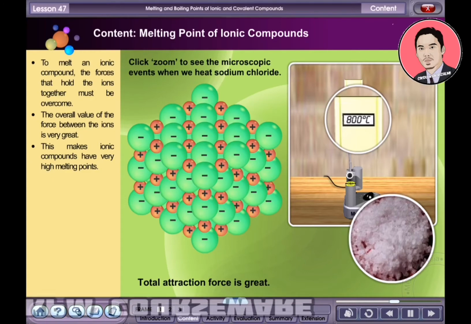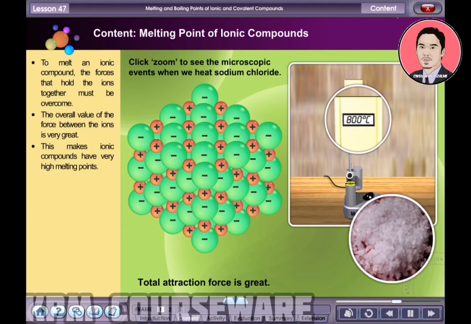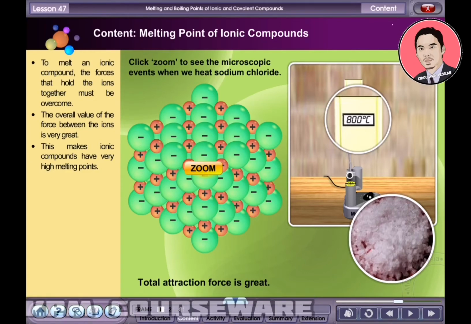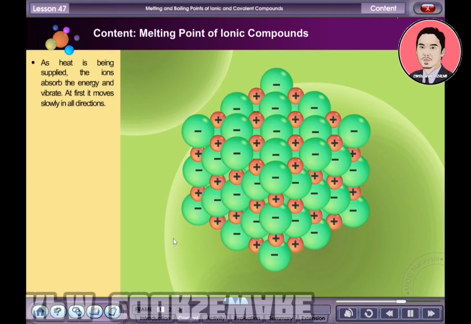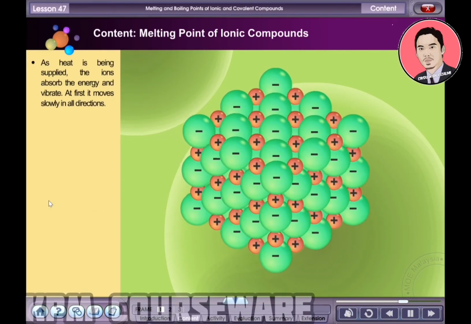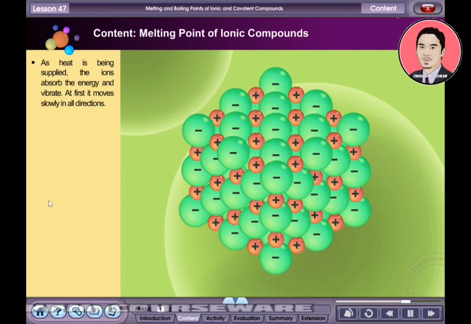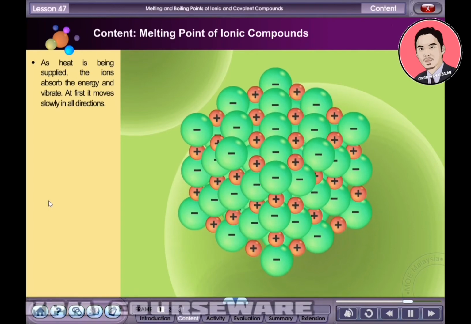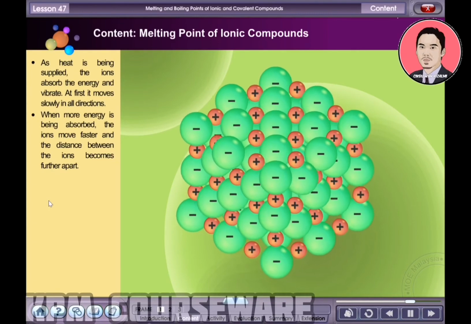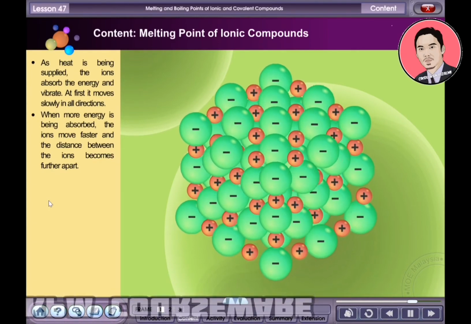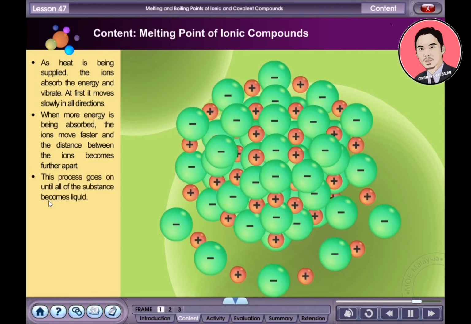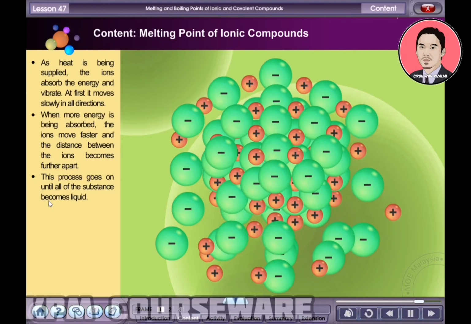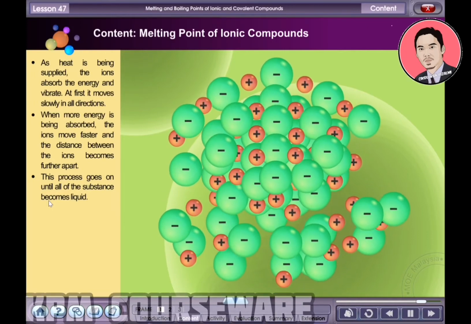Click Zoom to see the microscopic events when we heat sodium chloride to its melting point. As heat is being supplied and absorbed by the ions, they vibrate and move. At first, they move slowly in all directions. When more energy is being absorbed, the ions move faster and the distance between the ions becomes further apart. This process goes on until all of the substance becomes liquid.